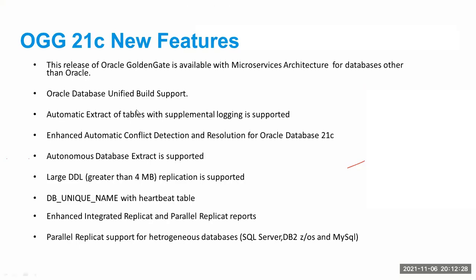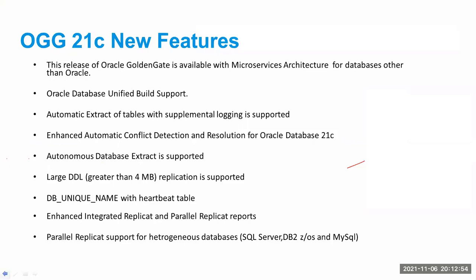Then Oracle database unified build support is there as well. Like I showed you, when you install 19C, it asks which type of Oracle database you want to install this Oracle Golden Gate for. But with 21C, it is no longer needed. I think this would be clearer to you when you are more well versed with Golden Gate. So I'll skip this slide for now.